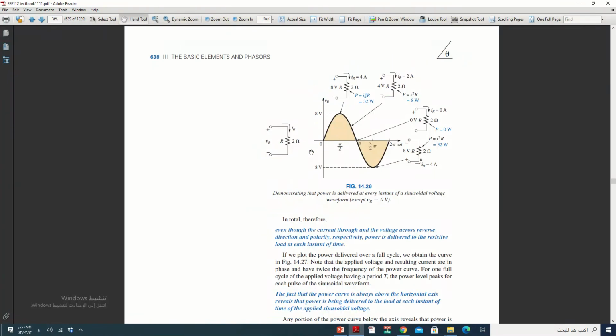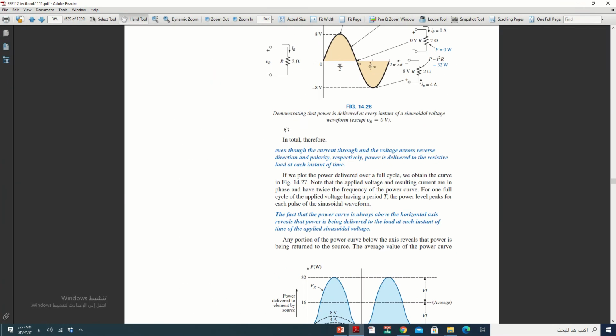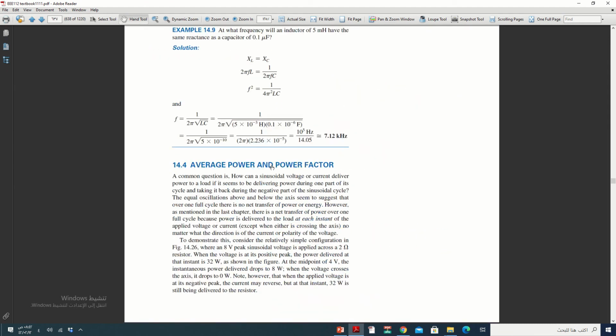Now we'll go to section 14.4, which is about the average power and power factor.